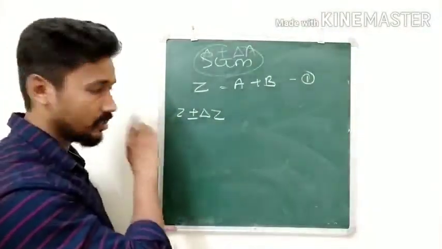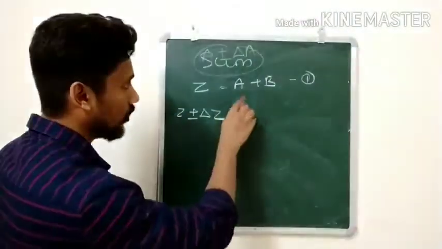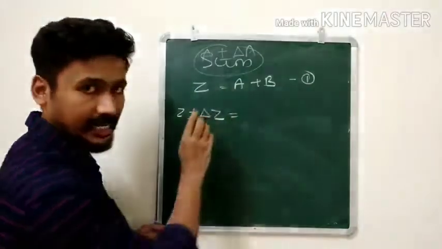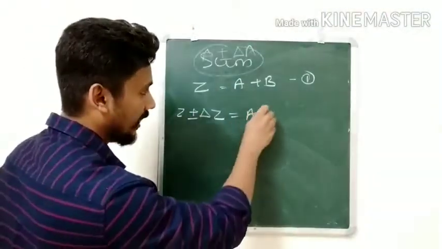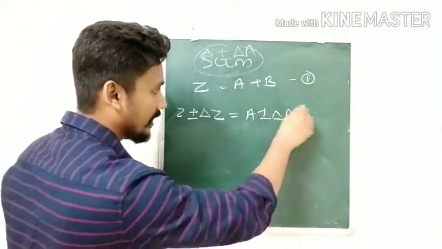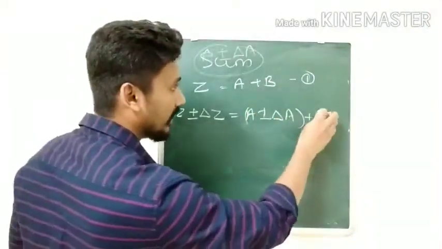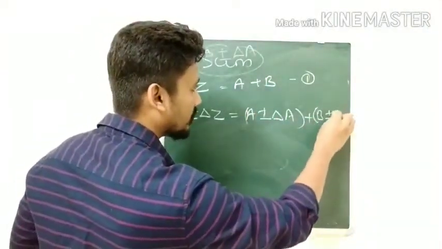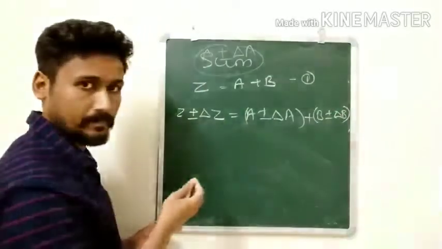By now you know the meaning of these very well. This will be equal to A. The error in A will be delta A. So I can write this as A plus or minus delta A, plus B, which I can write as B plus or minus delta B. Correct?